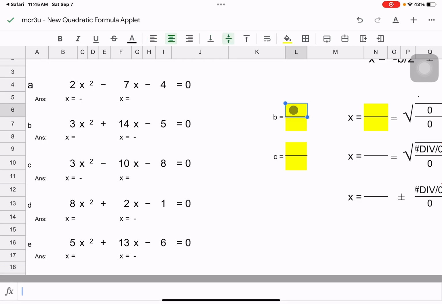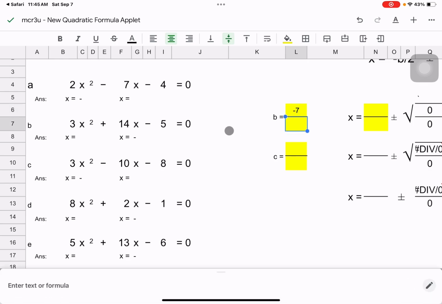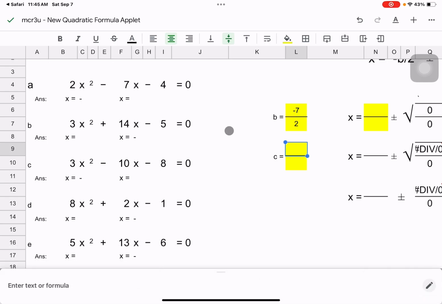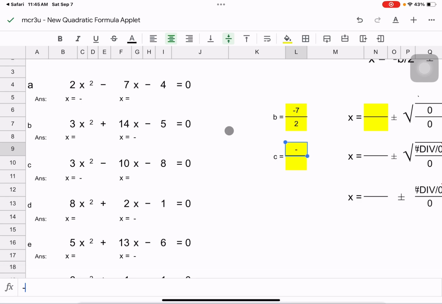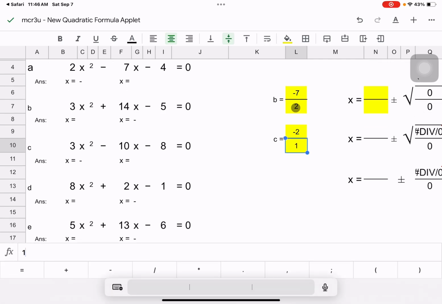The way this applet works is that you only type in the yellow cells the number that you need to type in. So the new b value is negative 7 over 2, and the c value is negative 4 over 2. Negative 4 over 2 is negative 2. Now, when you have whole numbers in this applet, you have to divide by 1 to make it work, so negative 2 is written as negative 2 over 1.